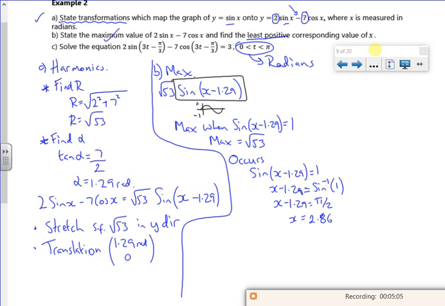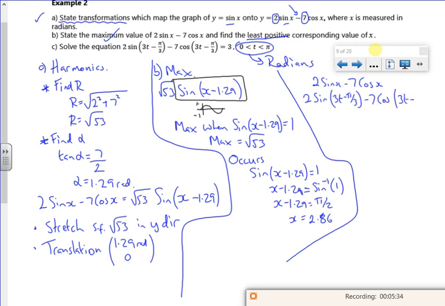Right, what is going on here then? So for part C, we've got something a little bit more algebra heavy. So let's just stop and compare 2 sine x minus 7 cos x to 2 sine of 3t minus pi by 3 minus 7 cos of 3t minus pi by 3. And if you look, and this happens quite a lot, they get you to work it out for something that looks okay, and then they switch the bit that's okay and make you think that it's a lot harder than it is.